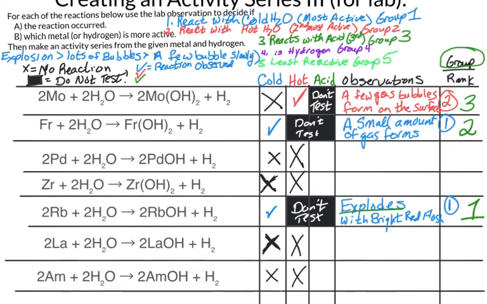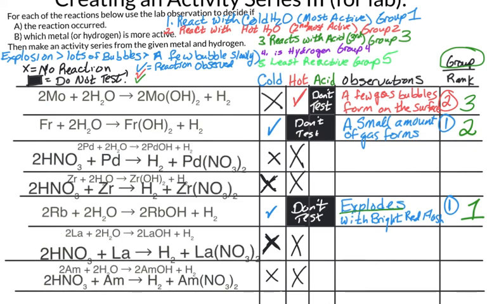So now we're going to take the palladium, the americium, the lawrencium, and the zirconium and place those in acid. We're going to put it in HNO3. That's going to change the equation, so we'll write the new equations here. But notice that we're still forming hydrogen gas. So we're still going to be looking to see, do small gas bubbles form? Do they rapidly form? Do they explode? We'll look at that rate to make a decision on how it reacts.